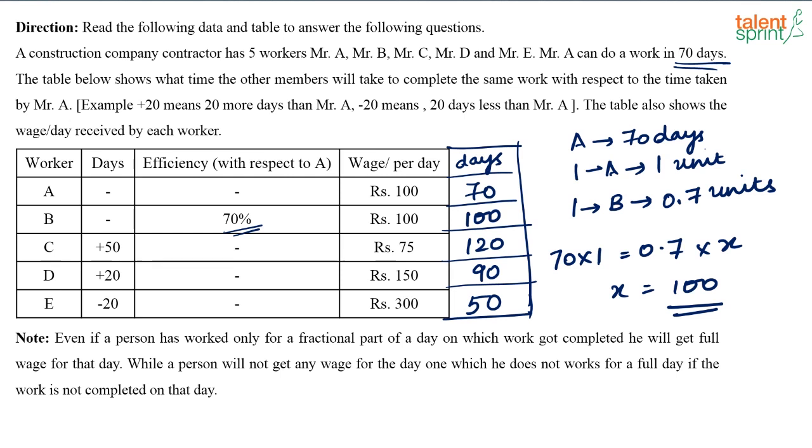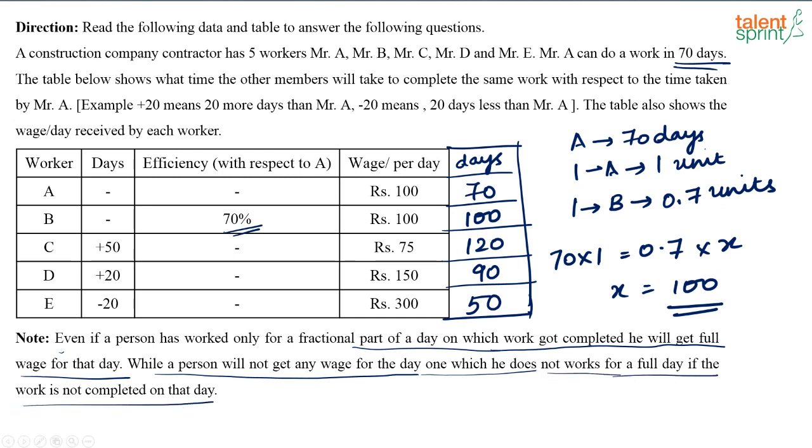Now before we go into the questions, there is one more very important piece of information that is given here. What have they said? Even if a person has only worked for a fractional part of the day on which the work got completed, he will get the full wage for that day, while a person will not get any wage for the day on which he does not work for the full day if the work is not completed on that day. Okay, what does this line mean? It means that, let us say the work is completed in 70 days, okay, and I am working on the 70th day, but I work only for half of the day.